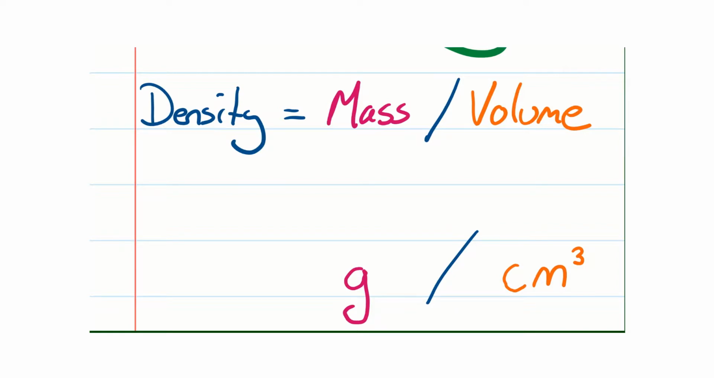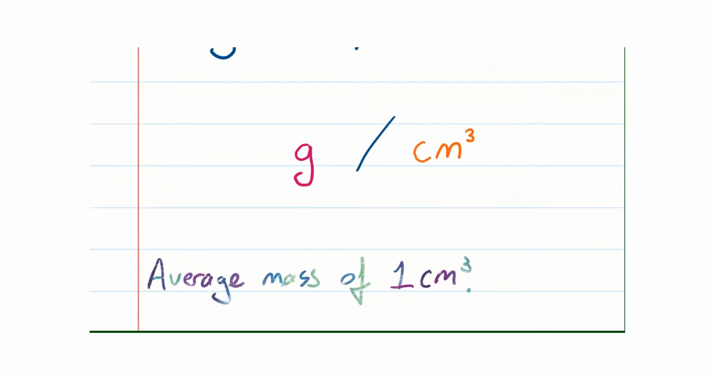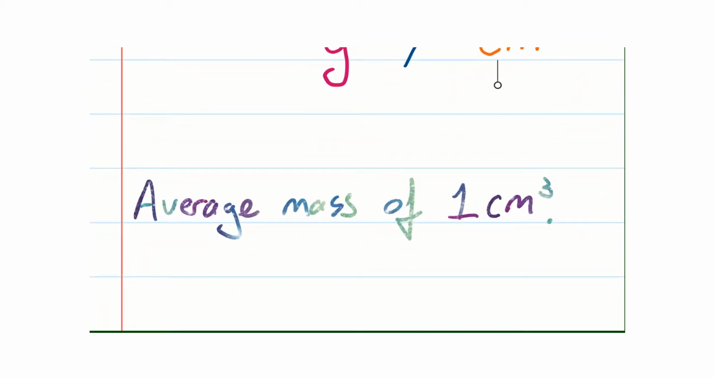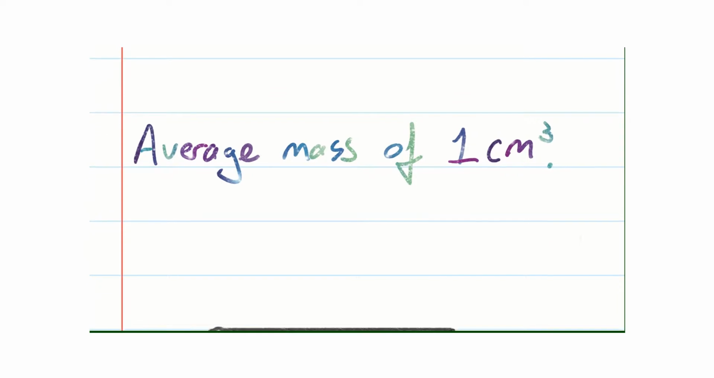So from there, remember, if your mass comes in grams, then you're going to use grams in your final units, and if your volume measurements are in centimeters, you'll measure in cubic centimeters. I've done a video on that already, and you'll find it somewhere on the internet if you really want to look. So when we're looking at density, we're really trying to find out the average mass of 1 cubic centimeter of the material that we're looking at.